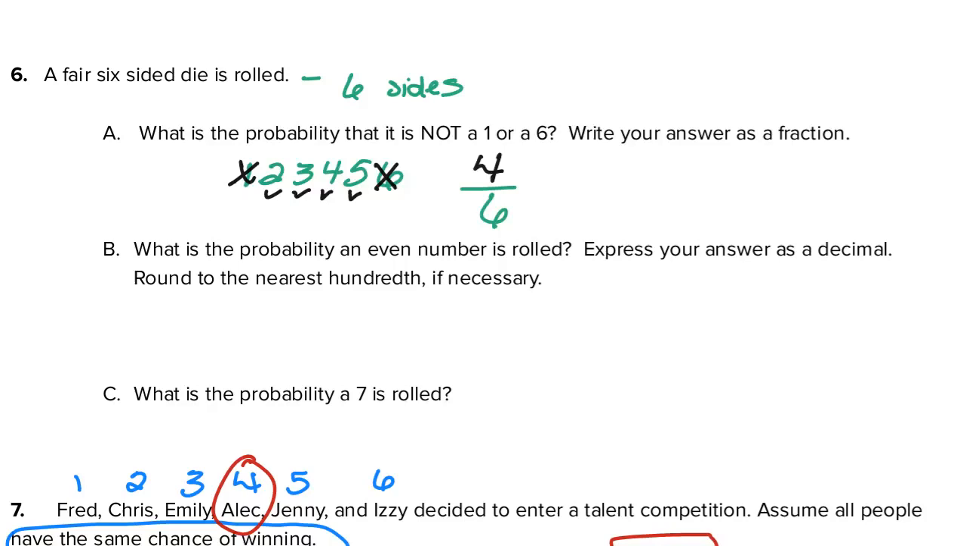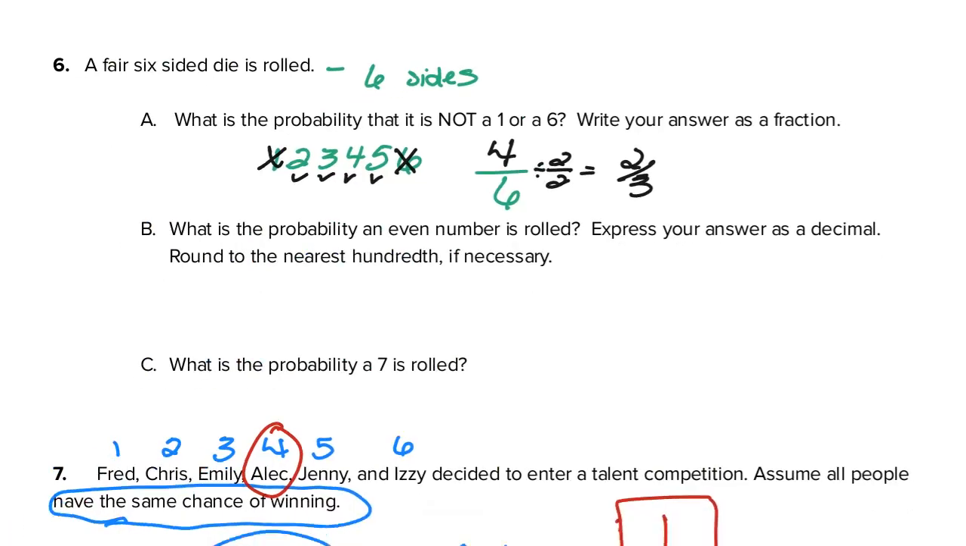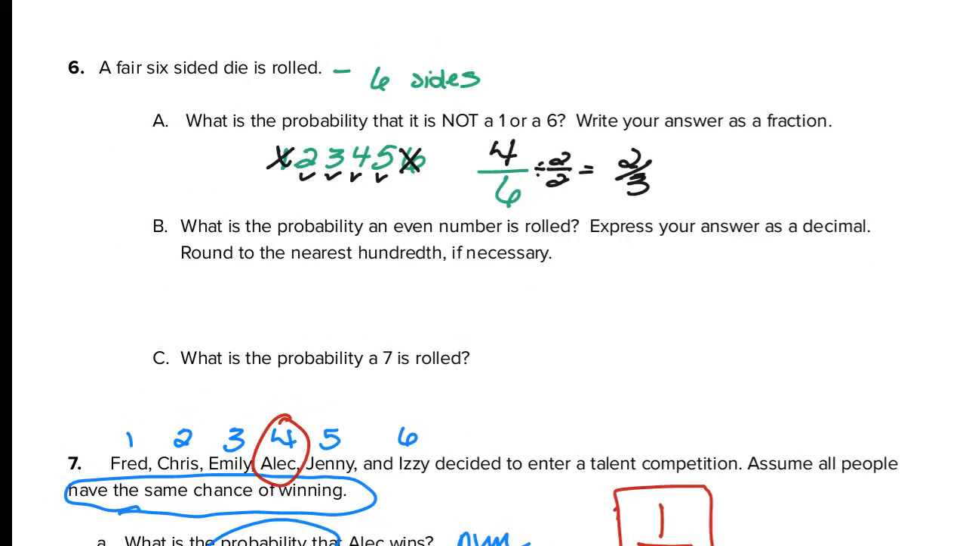And we should reduce it. It doesn't say reduce. It doesn't say not to reduce. But since they're both even numbers, we should reduce it to 2 out of 3. Excellent. Yes, that is correct. Okay, so that is the first one. Letter B, what's the probability that an even number is rolled on this die?